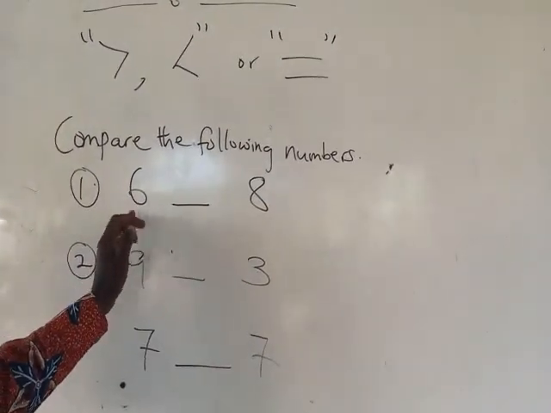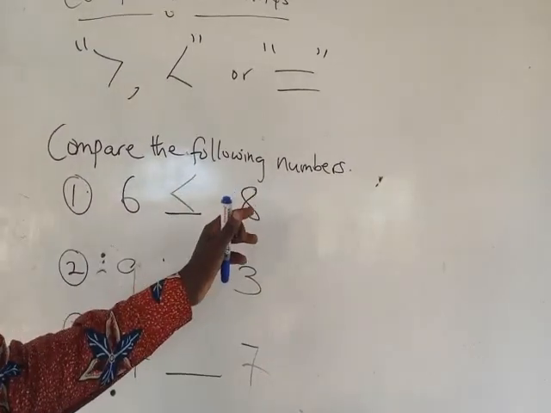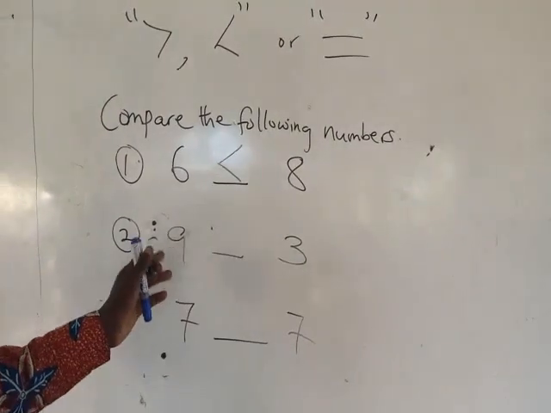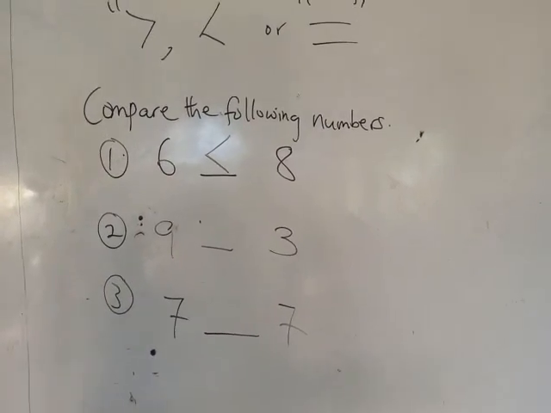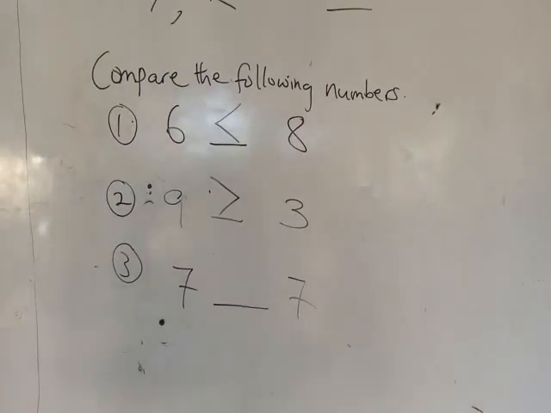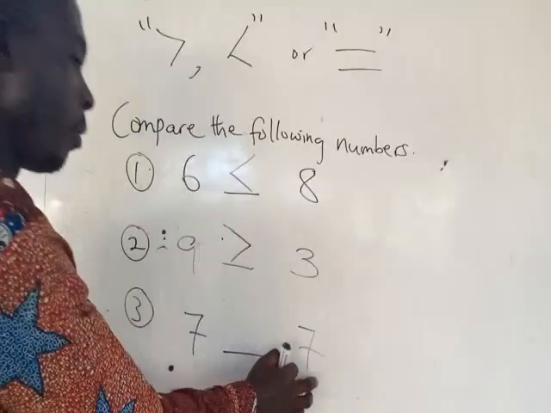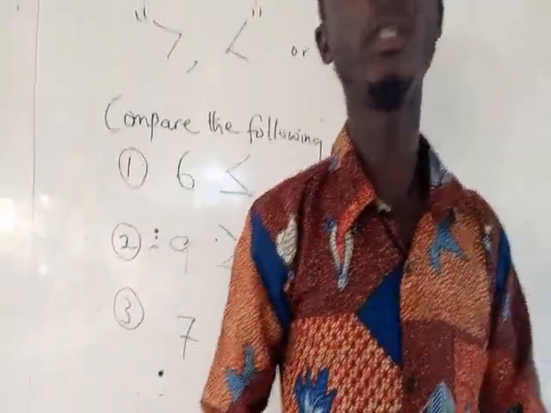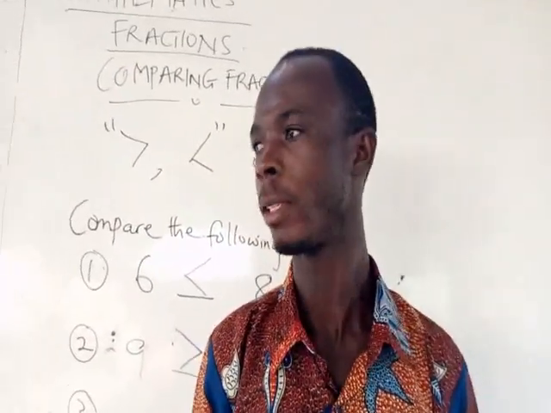This means this 6 is less than 8 because 6 cannot be greater than 8. 9 and 3. 9 is at the left hand side and 3 is at the right hand side. This means 9 is greater than 3 because it has more value than what? 3. 7 here, 7 here, so they are what? Equal to.